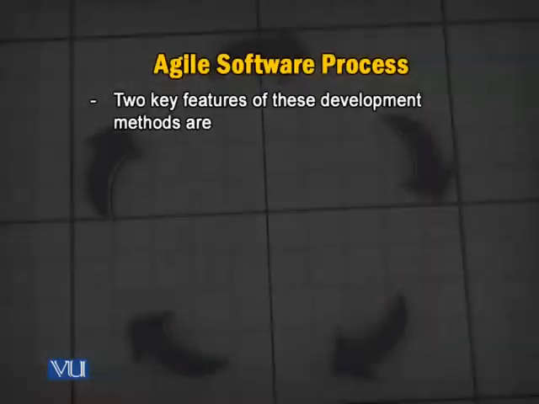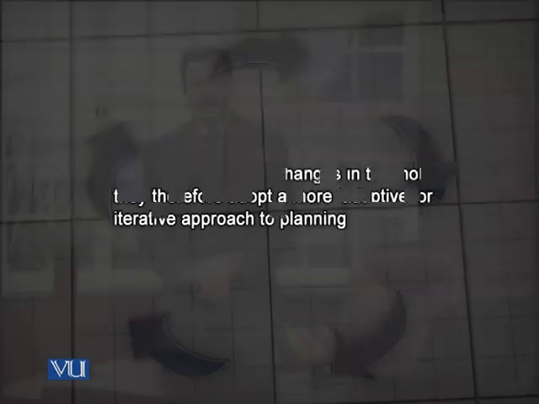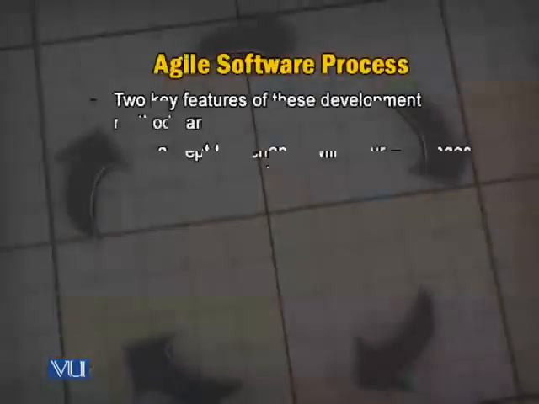So there are two key features of these development approaches which are very different from the traditional software engineering methodologies. Number one, they accept that the change will occur. Changes in requirements and changes in technology. They therefore adopt a more adaptive or iterative approach to planning. The philosophy is that you just don't plan in the beginning. You plan continuously, and you continuously update your plans as the changes occur.